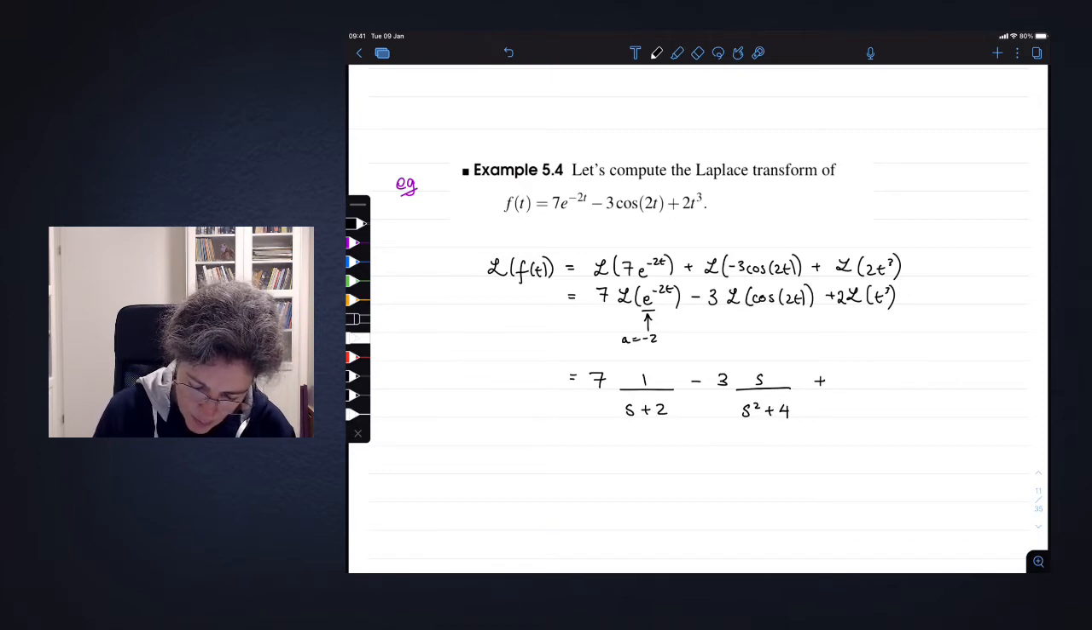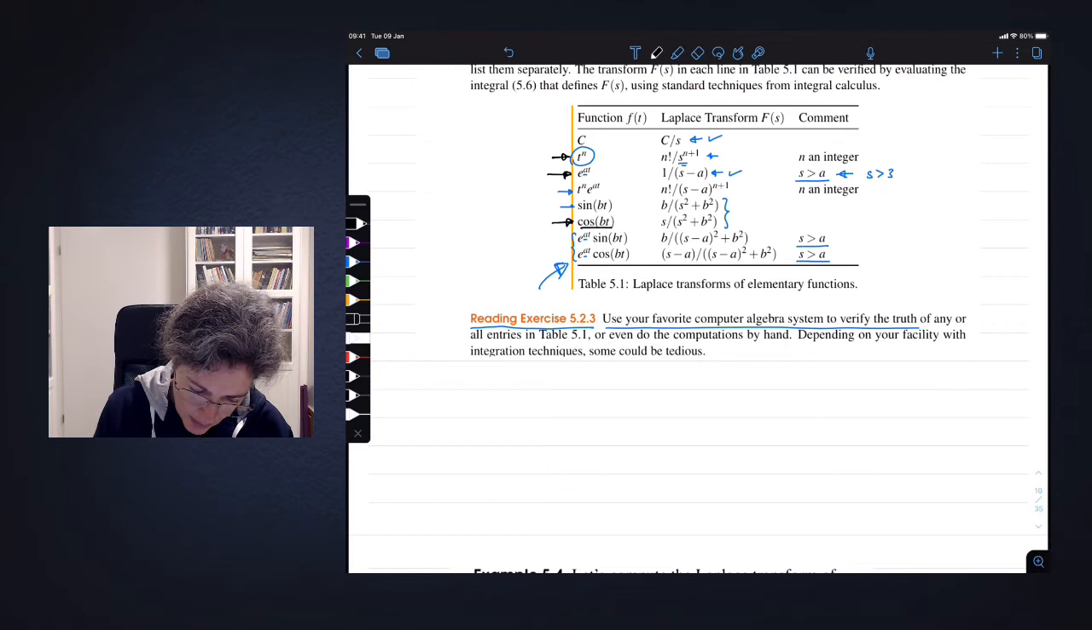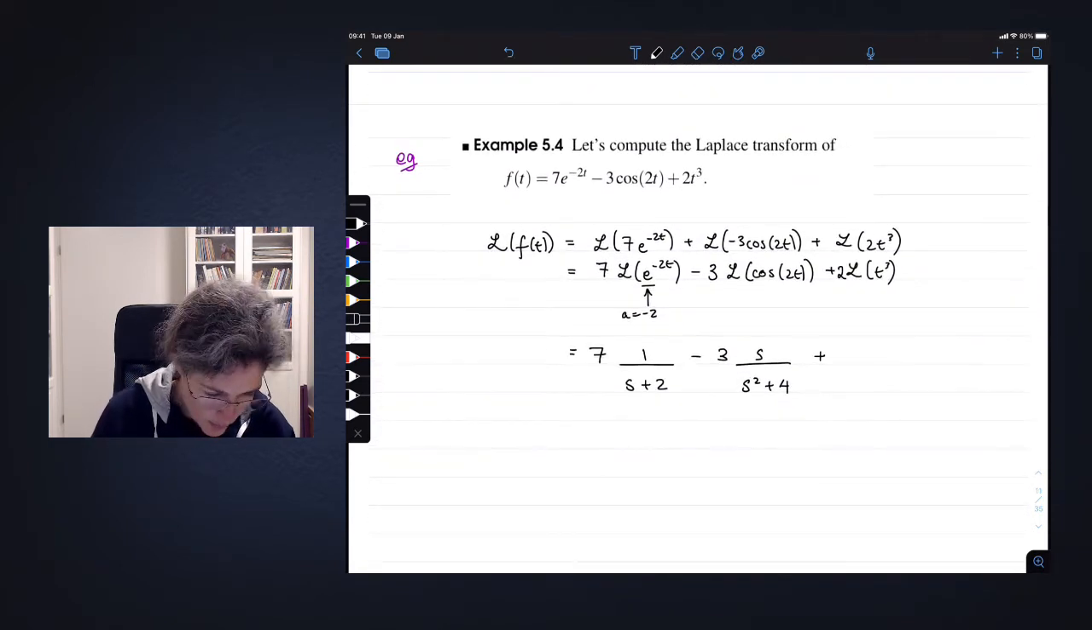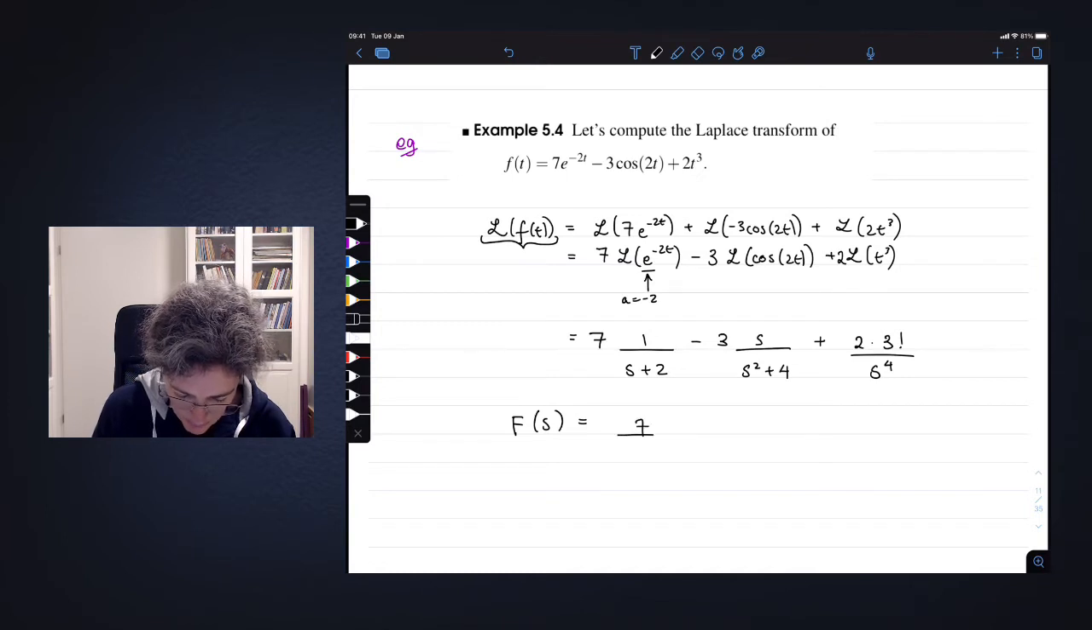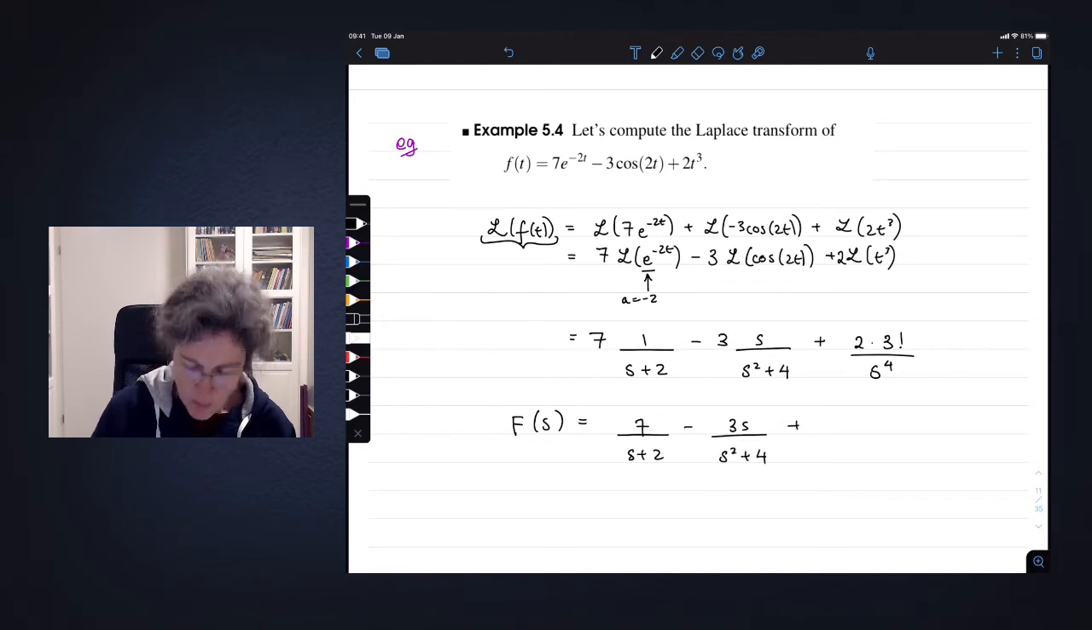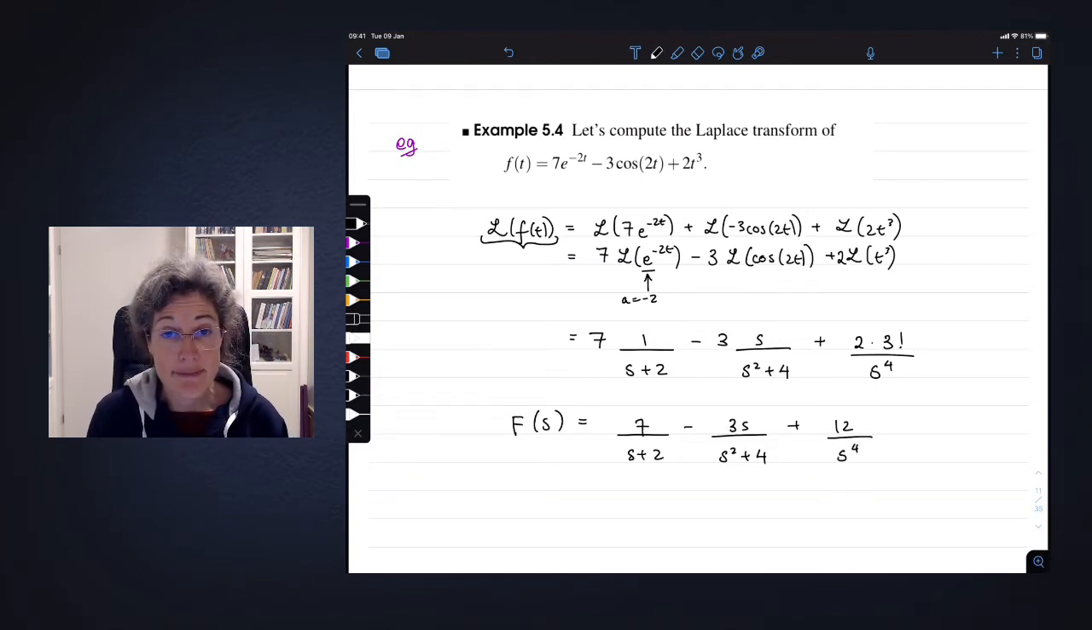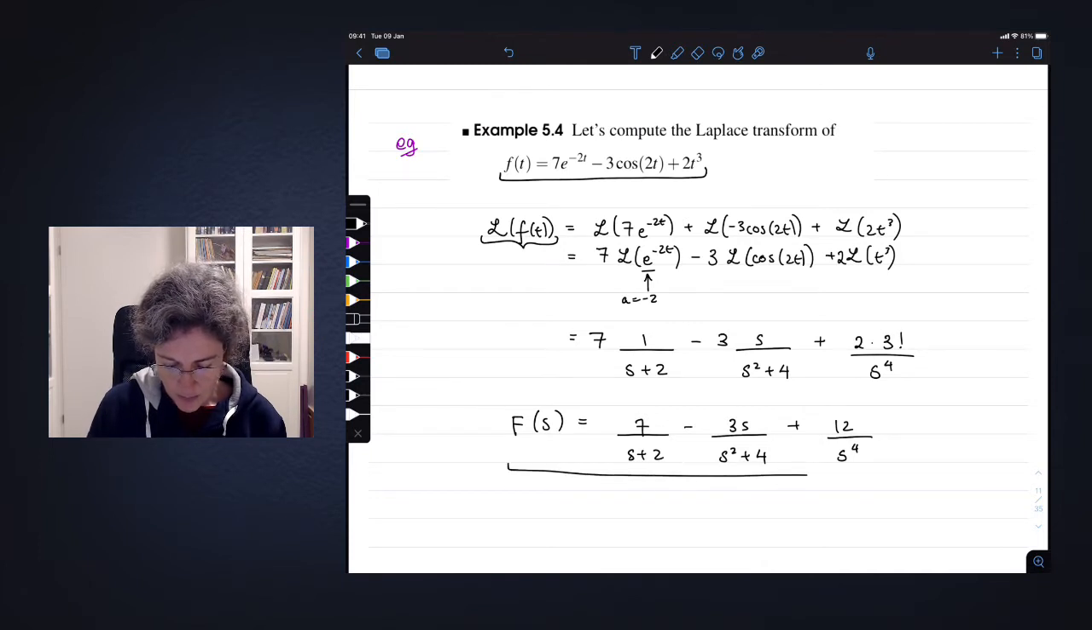And we do the same thing for the last term. We go and look up what is the Laplace transform of t cubed. It's going to be 3 factorial over s to the 4. So this is going to give us 2 times 3 factorial over s to the 4. So finally, and I'm going to change notation here, I'm going to say big F of s is equal to this crazy thing: 7 over s plus 2 minus 3s over s squared plus 4 plus, well, let's just work this out. 3 factorial is 6, so 6 times 2 is 12 over s to the 4. So here we have transformed this function of t into the Laplace transformed version, which looks like this.